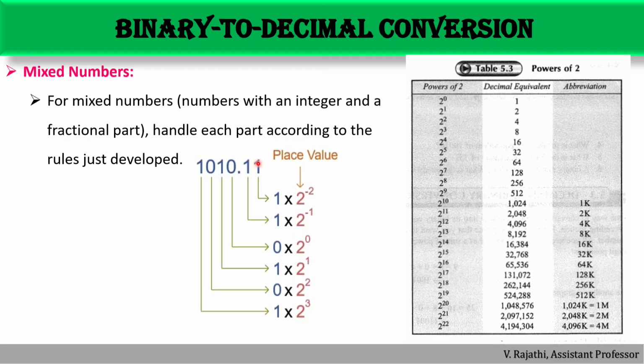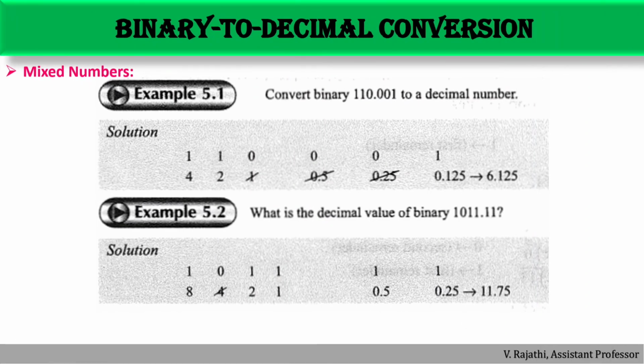We know the fraction part is indicated by 2 power minus 1, 2 power minus 2, in this way. Before that, on the left side, we indicate 2 power 0, 2 power 1, 2 power 2, 2 power 3. So this is the table. We have powers of 2 and the corresponding decimal equivalent and then some abbreviations. Some examples of mixed numbers.